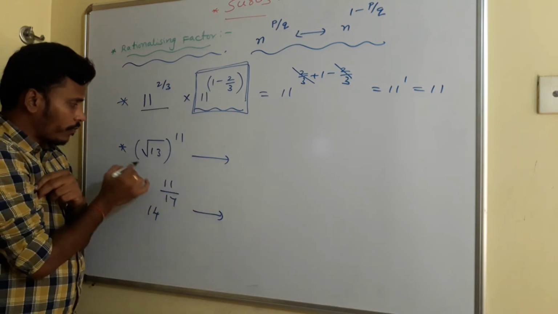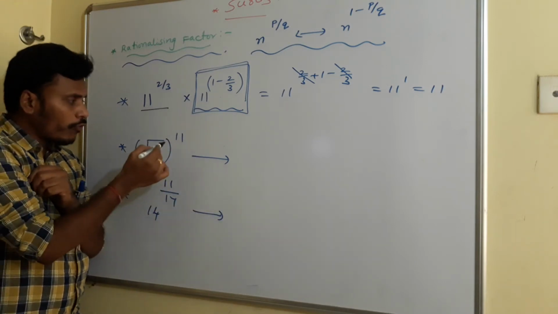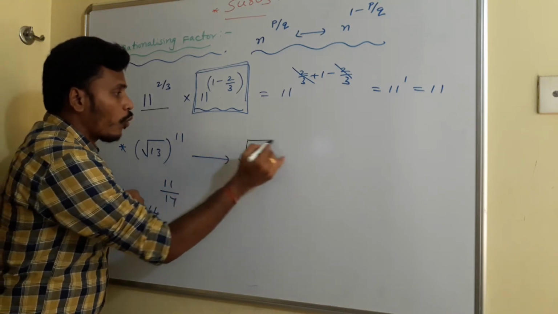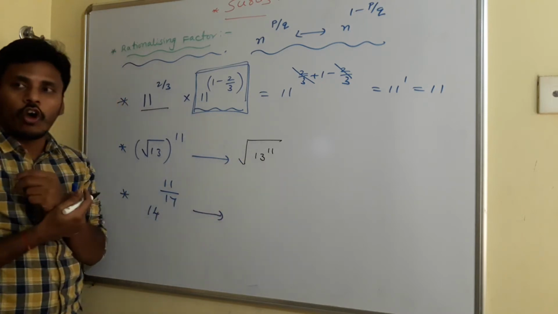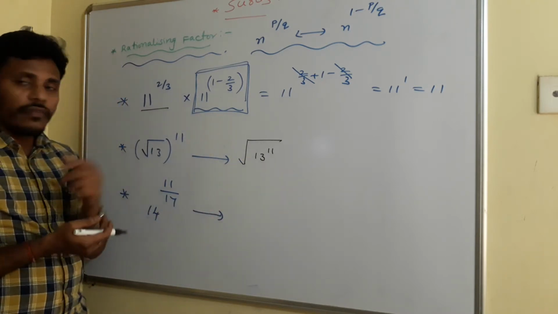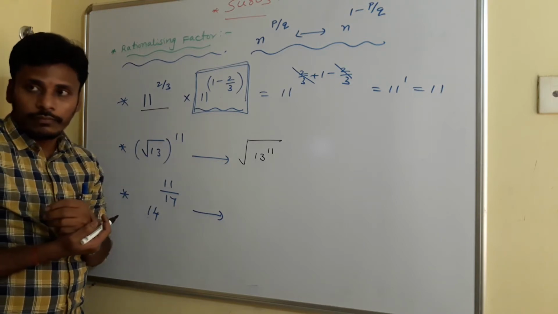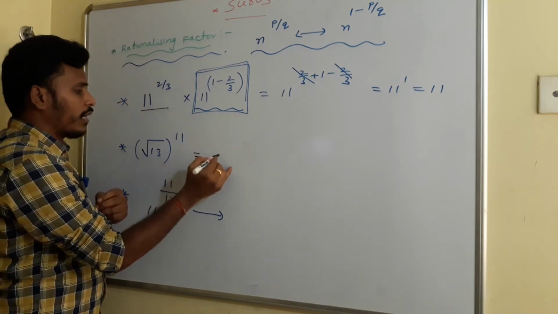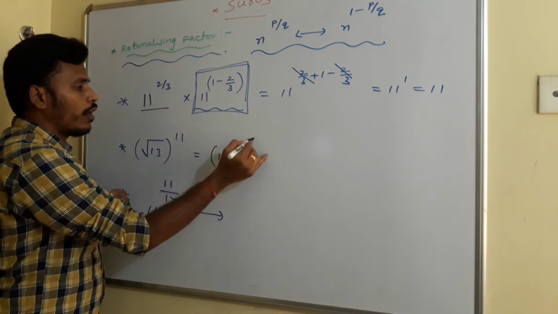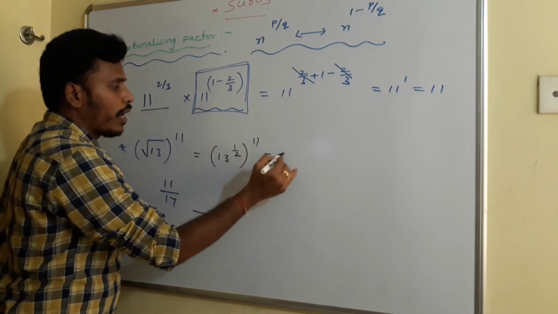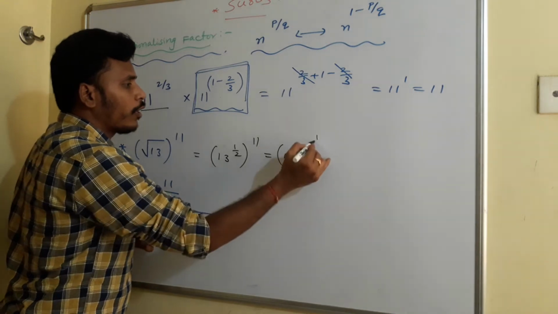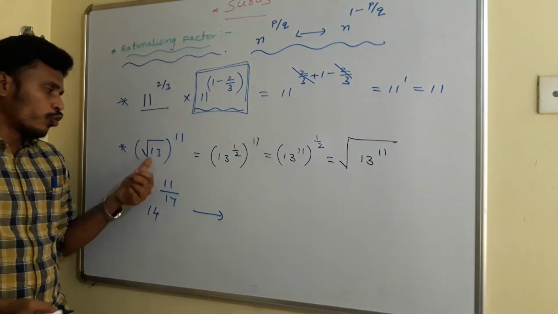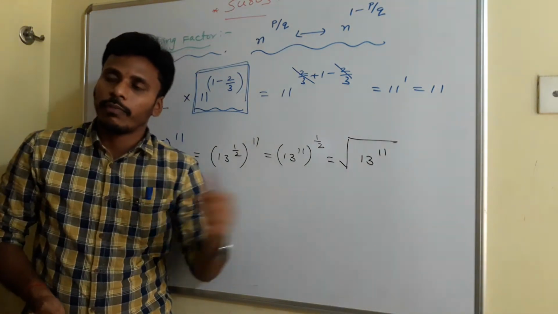Now, this is root of 13 power 11. If you need to find the rationalizing factor for this root 13 power 11, it can be written as square root of 13 power 11. Nothing is wrong here. Just look at it. Root 13 power 11 is nothing but square root of 13 power 11. Is it right or wrong? If you have any confusion, this can be written as 13 power 1 by 2 to the power 11, and it can be written as 13 power 11 to the power 1 by 2, which is nothing but root of 13 power 11.